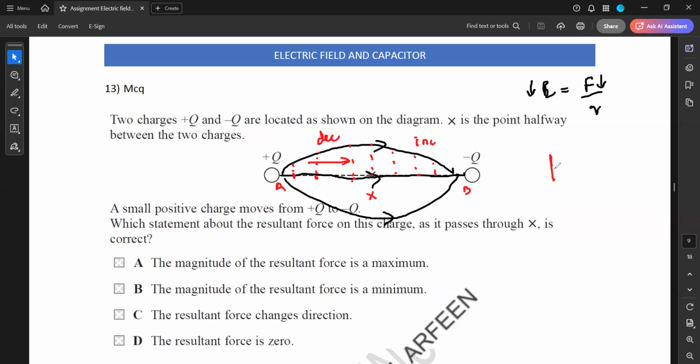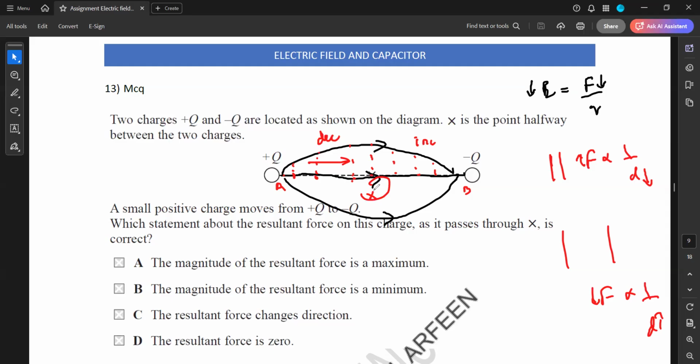Because the space between the lines shows the strength of the electric field. If the lines have small spacing, the force will be stronger. If the distance between the lines is less, the force is stronger. If the distance between the lines is greater, with large spacing between the field lines, then the force will be weaker. So as we move from plus Q to negative Q, the strength will first decrease and then increase.